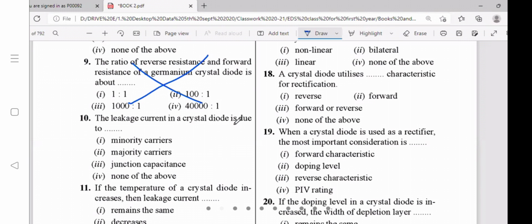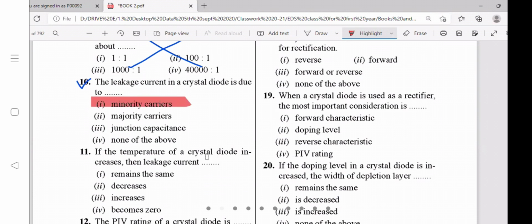The leakage current in a crystal diode is due to minority carriers. If the temperature of a crystal diode increases, then leakage current increases. Any temperature increase, current also increases. Resistance decreases, current increases, because temperature in semiconductor will increase the number of carriers. So ultimately, if the number of carriers increases, current will increase, resistance will decrease.